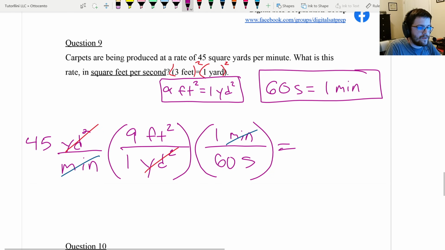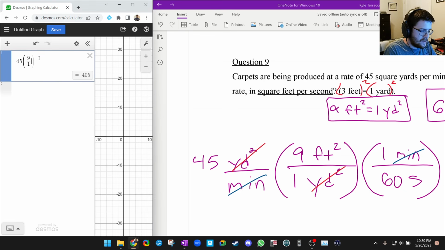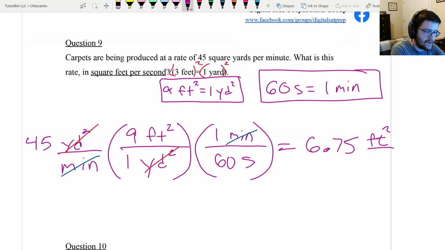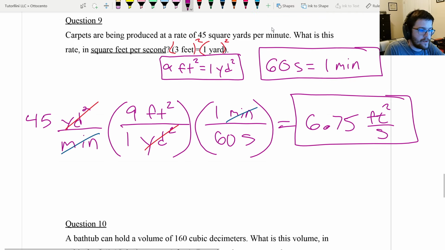So we can now go to the calculator. And let's see what that gives us. So 45, parenthesis 9 over 1, parenthesis 1 over 60, and we get 6.75. So 6.75 feet squared per second. And that is our answer. Great, let's look at question 10.